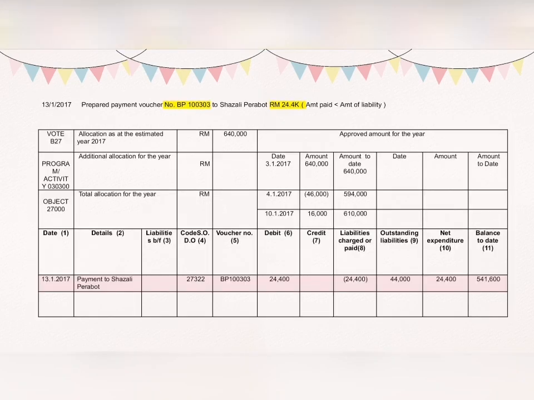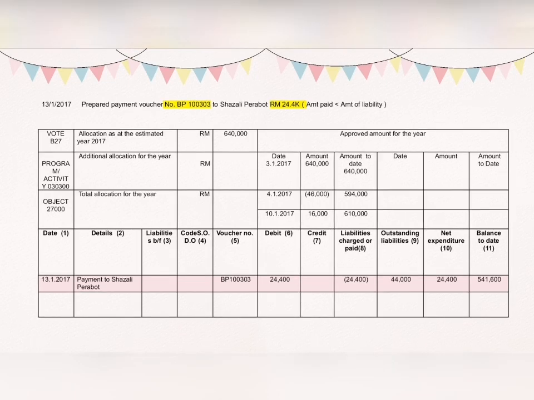On 13th of January, a payment voucher is prepared to Shazali Prabot amounted to 24,400. In transaction 4, the amount of liability is 46,000, but the payment voucher prepared is only for 24,400. This means that this is an expenditure whereby the amount paid is less than the amount of liability. Therefore, it will only affect part 3. So we will record the basic columns, and since the payment will decrease the budget, we are going to record the amount under the debit column, and in column 8 the amount will be recorded in bracket to indicate that it has been paid. And then the outstanding liability will be reduced and the expenditure column will also be affected.